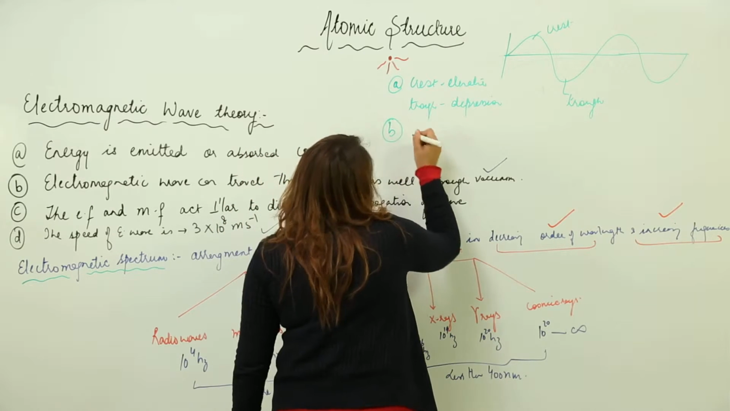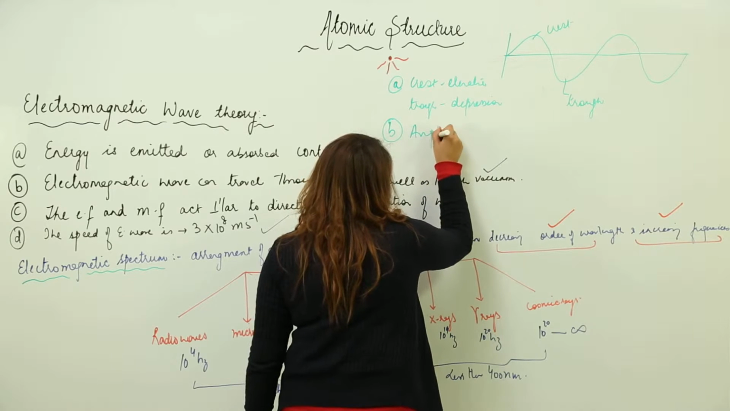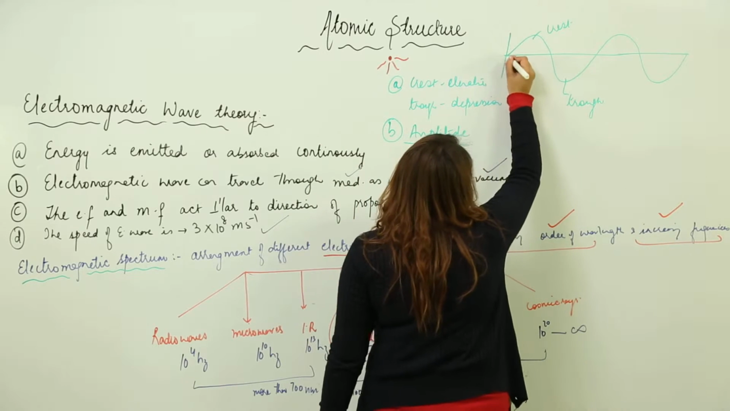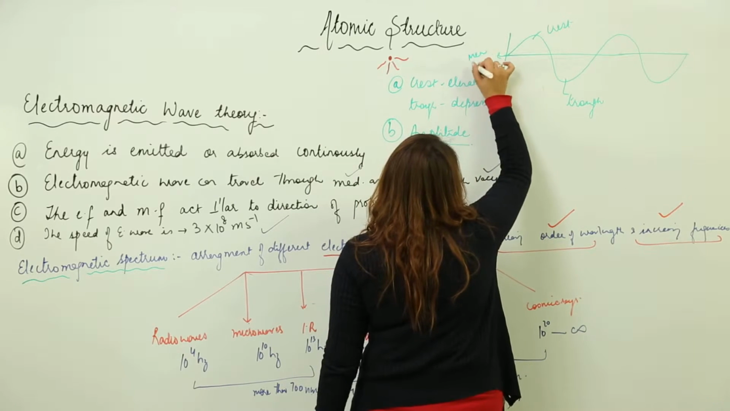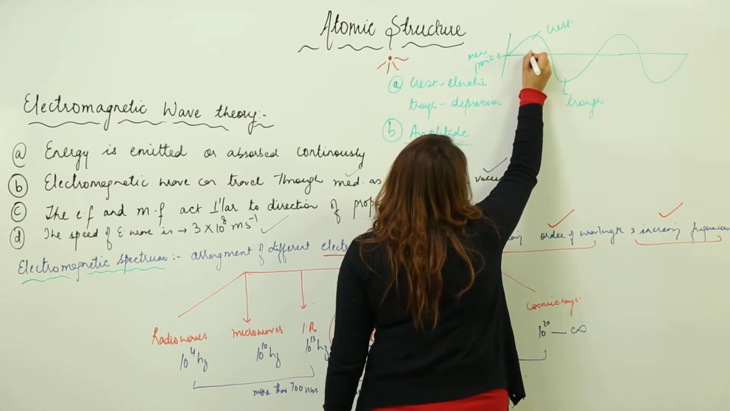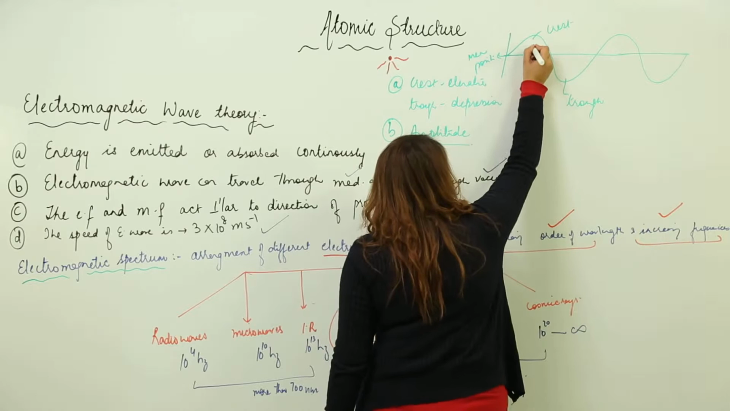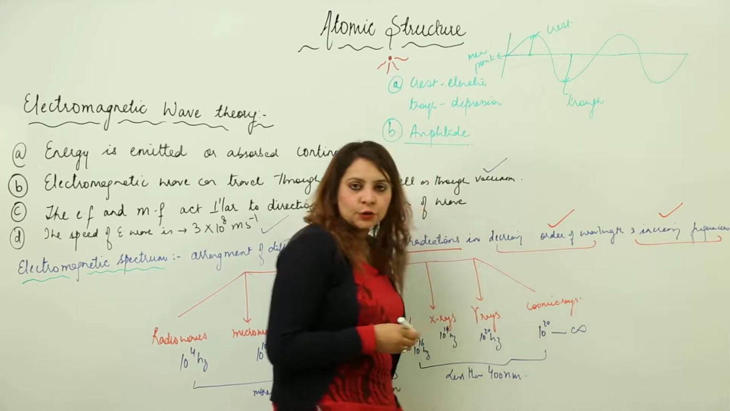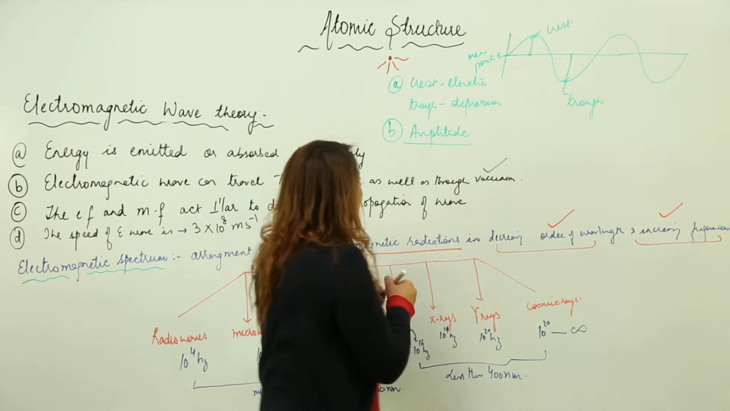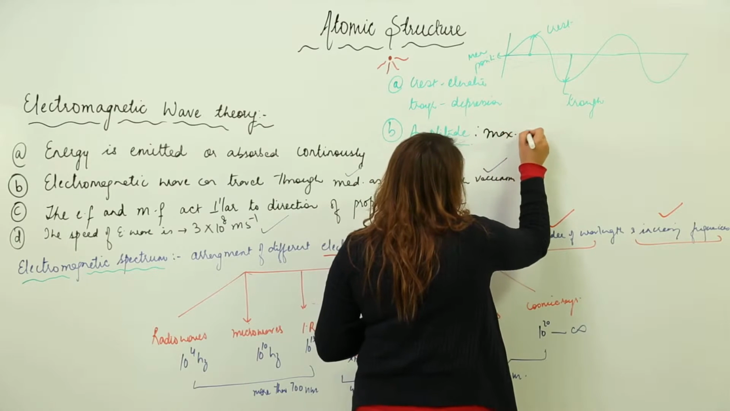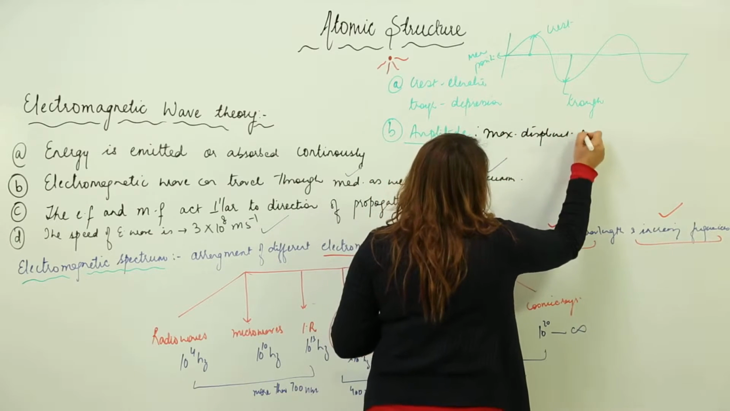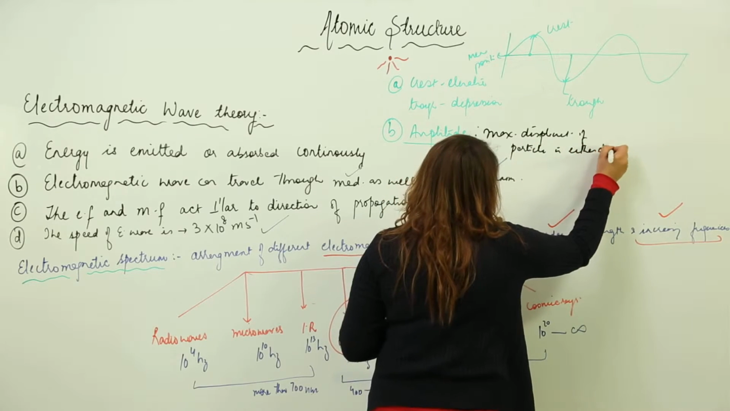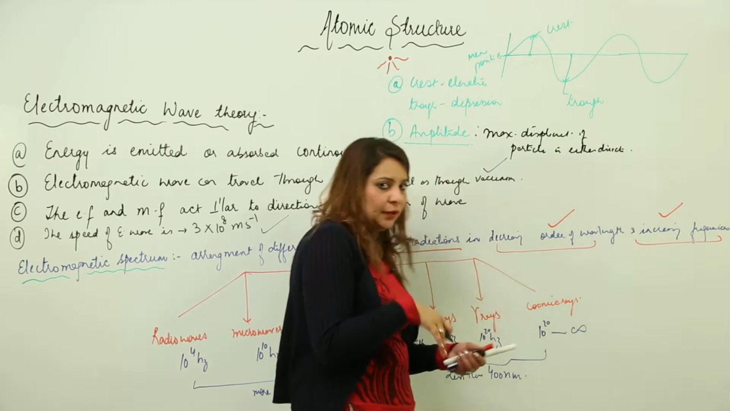Second, we have amplitude. What is amplitude? This straight line is indicating the mean position, right? Amplitude is the maximum displacement of a particle in either upward or downward direction. So amplitude is the maximum displacement of a particle in either direction, maybe up, maybe down.